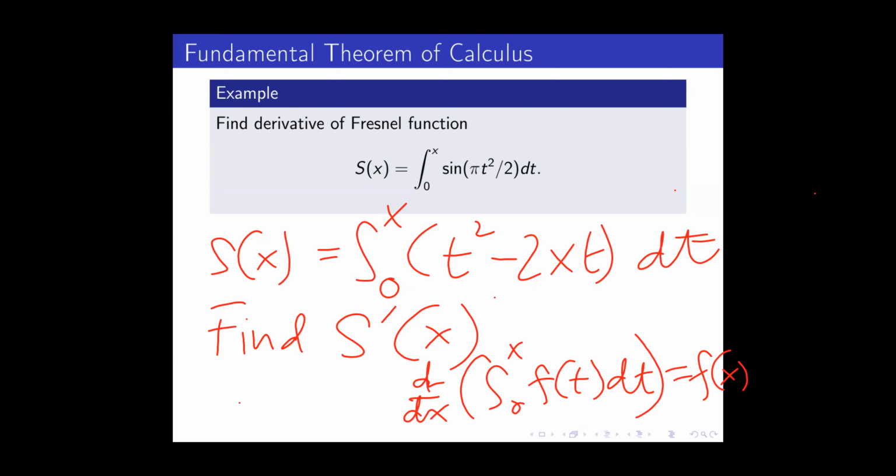So try to compute S prime of x when S is given by this formula. Okay. And let me know when you finish. So the function under the integral is t squared minus 2xt. So note that there is an x here, so 2xt.